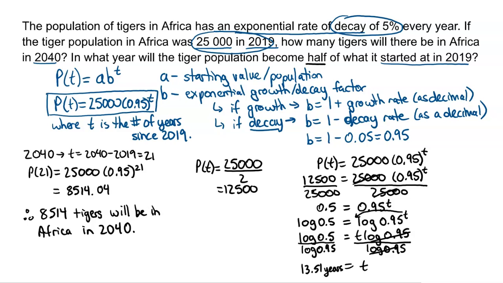Now, remember it's asking for what year the tiger population will become half of what it started in. I'm going to assume that the 2019 population is right at the beginning of the year. So 13.51 years later, after 2019, is 2032 and then 0.51 of that year. So that would be the year 2032.